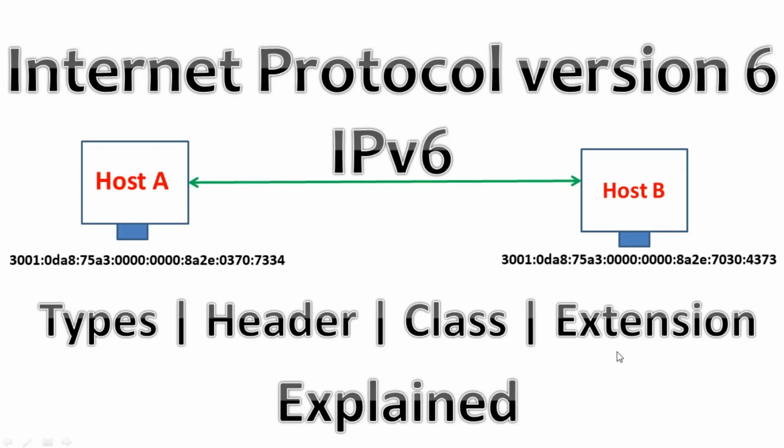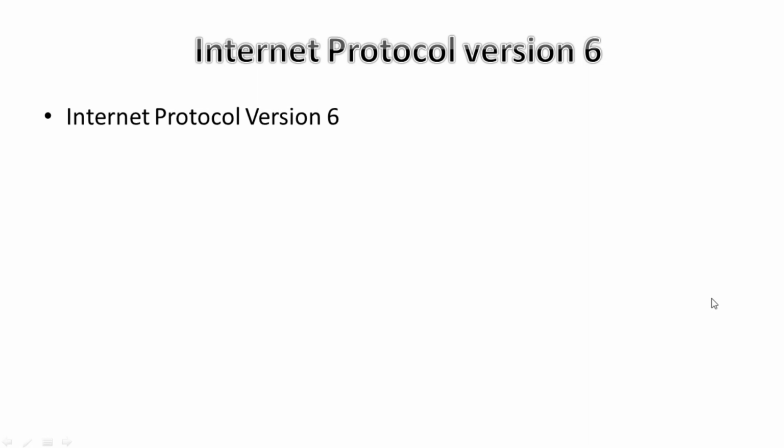In today's video, we are going to discuss another version of IP, which is IPv6 and its header. And if you are curious about knowing how IPv6 solves the IPv4 IP limitation problem, then watch this video till the end. Okay, so moving on, IPv6 is called Internet Protocol version 6.